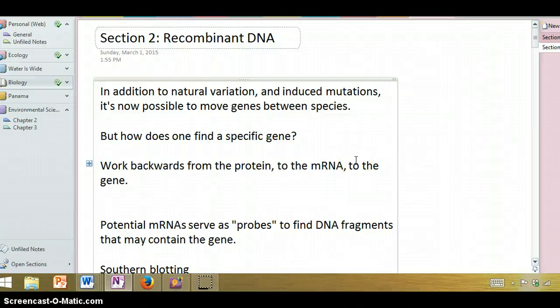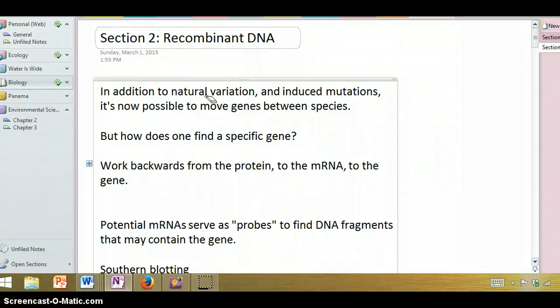All right, now let's talk about section 2 of chapter 15. We're going to talk about some more high-tech ways of manipulating the genome. So we talked previously about how you can make use of the natural variation out there to introduce new genes into your breeding pool. You can induce mutations sometimes.